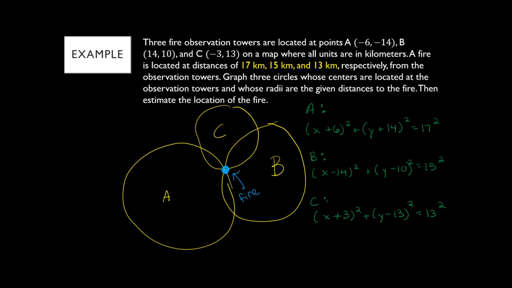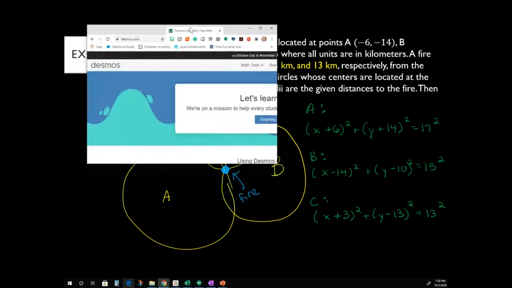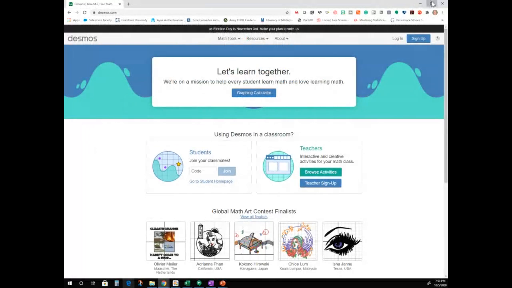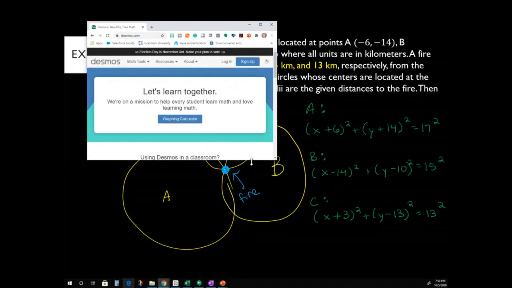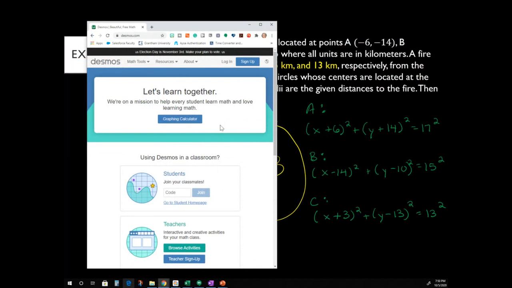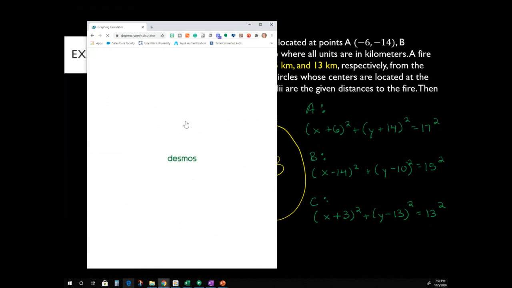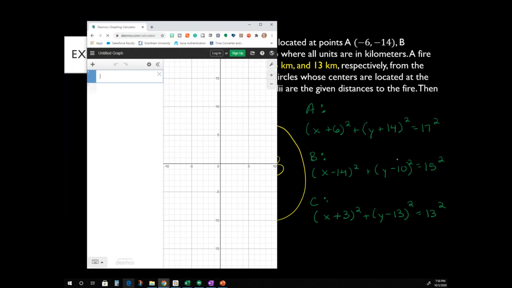So we're going to go to Desmos.com. That is my favorite graphing tool. I've got it up. I'm going to click Graphing Calculator, and then I'm going to enter in these three equations. I'll grab my keyboard, and I can type it exactly as I see it.